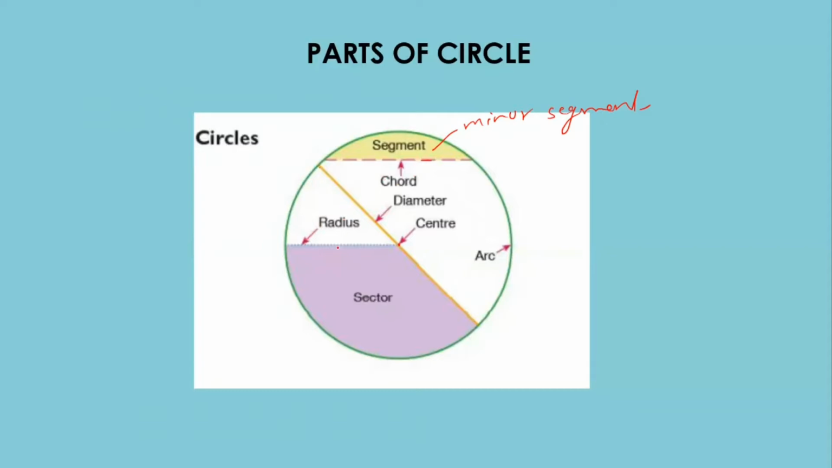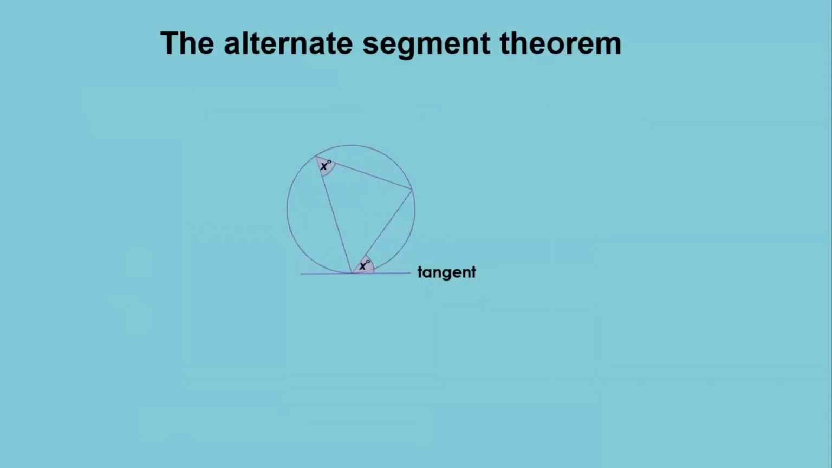So these two, you can see, are the radii, and the area between two radii is called a sector. So again, there is a minor sector and a major sector. This shaded purple here is a minor sector, and the rest of the portion is the major sector. A part of the circumference is called an arc. Okay. Knowing about the segments now, let us understand the alternate segment theorem, children.